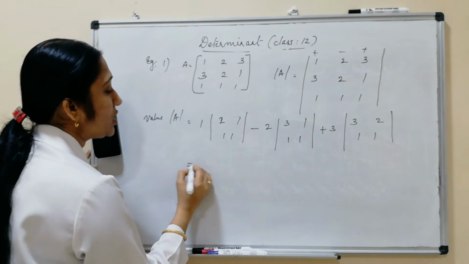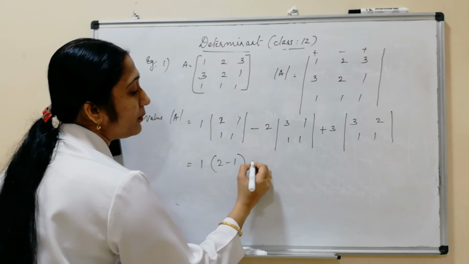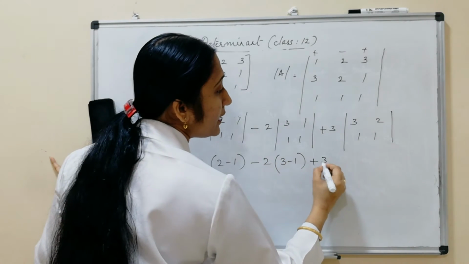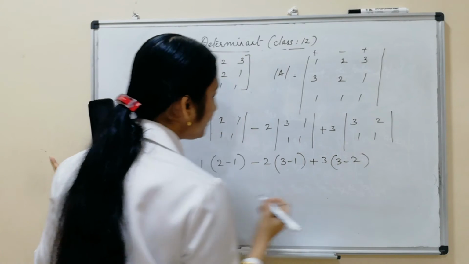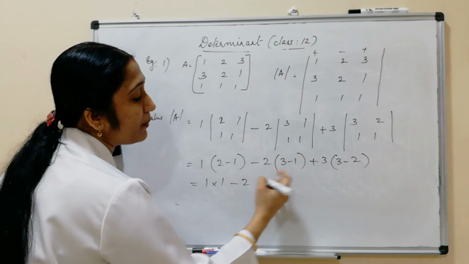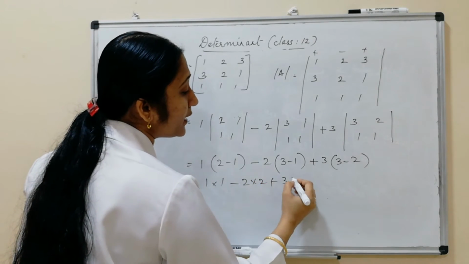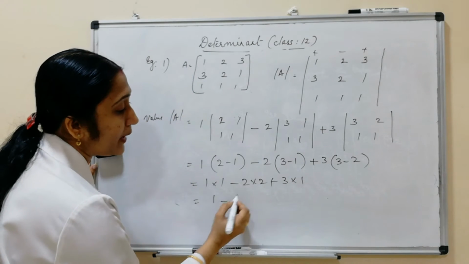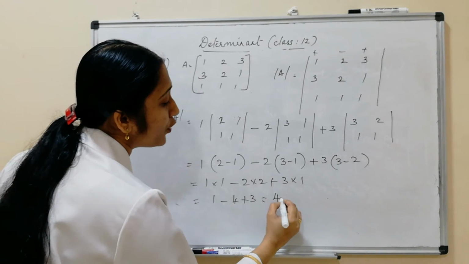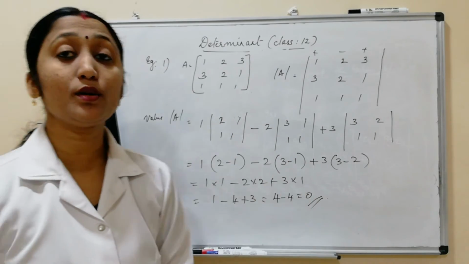Next, 1 into 2 minus 1, minus 2 into 3 minus 1, plus 3 into 3 minus 2. So let us see, 1 into 2 minus 1 is 1, minus 2 into 3 minus 1 is 2, plus 3 into 3 minus 2 is 1. So 1 minus 4 plus 3, which is nothing but 1 plus 3 is 4, 4 minus 4 equal to 0. So the value of determinant A is equal to 0.